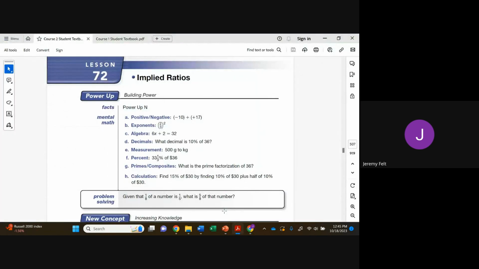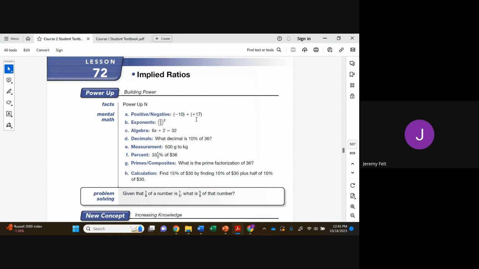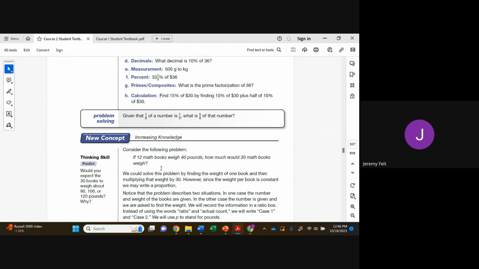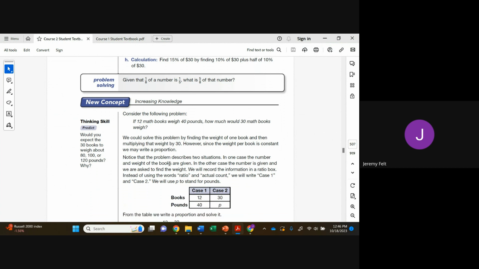Lesson 72, the only one we have for today, we're looking at implied ratios. Looking down here at our new concept. Consider the following. If 12 math books weigh 40 pounds, how much would 30 math books weigh? Hopefully you and the person next to you have the same book, so they're going to weigh the same amount. Assuming they're all the same weight, we can use these ratios to figure out the weight of 30. So we're looking at 12 to 40. 12 books weigh 40 pounds. 30 books weigh how many pounds? That's what we want to figure out.